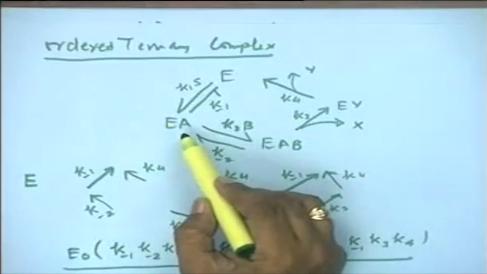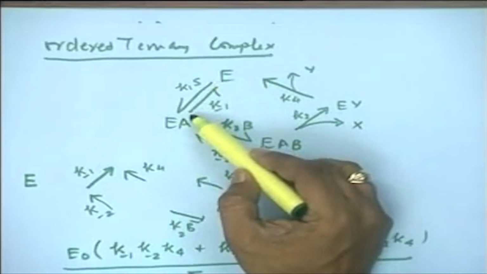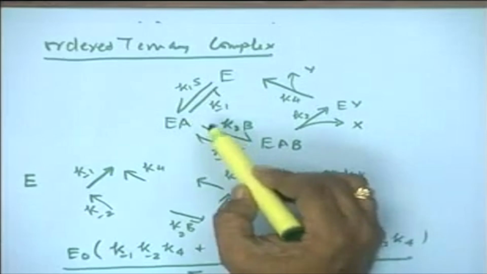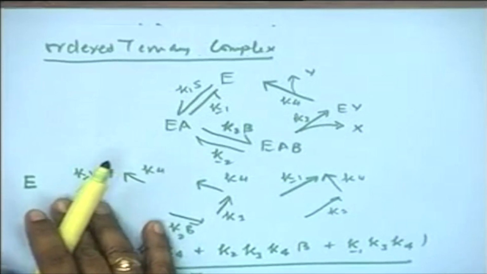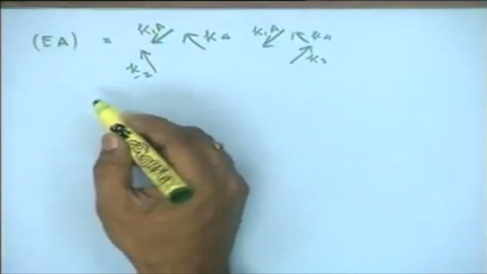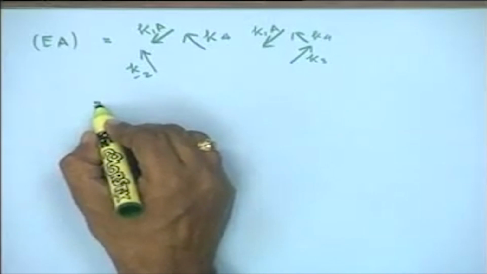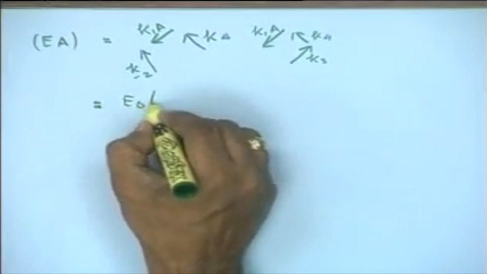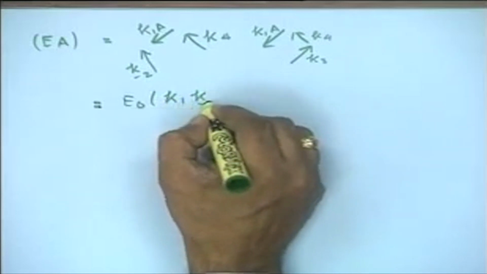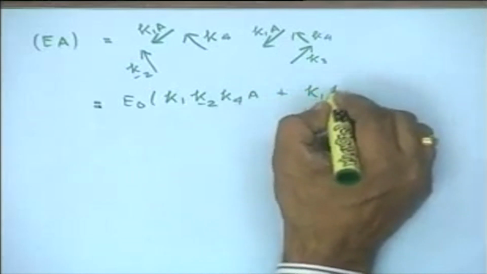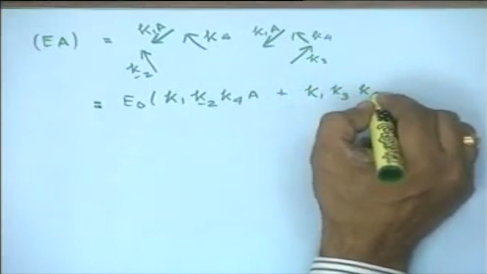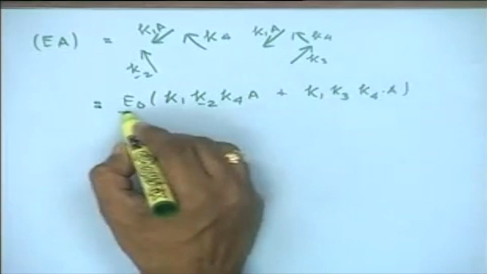And now, I will again like to remind you that just as a matter of convenience, we consider only those steps which lead to the synthesis of EA. All steps which go outside from the EA are not taken into account. And so, the concentration of EA will be given by E naught K1 K minus 2 K4 into A plus K1 K3 K4 into A whole upon sigma.